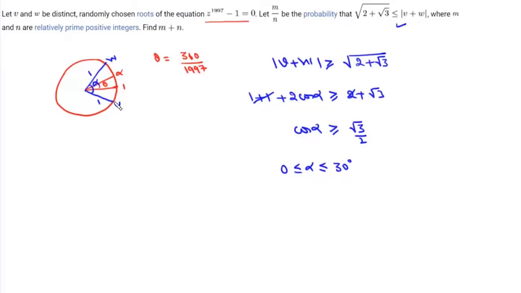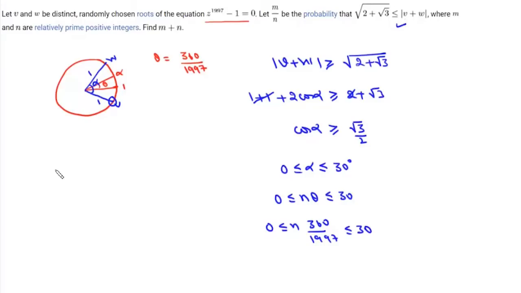Now suppose we choose any one root. For this condition to be true, we have to choose the other root so that this angle is less than or equal to 30. Now we need to find how many choices we have for such cases. So it will be this 0 and then n times theta should always be less than or equal to 30. Now this is 0 and this is n, theta is 360 upon 1997, which is less than or equal to 30.